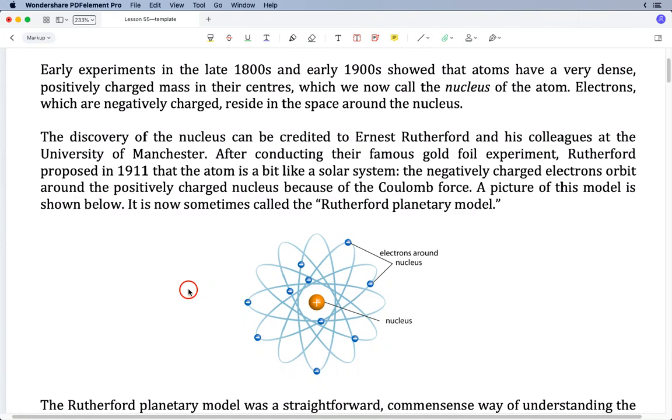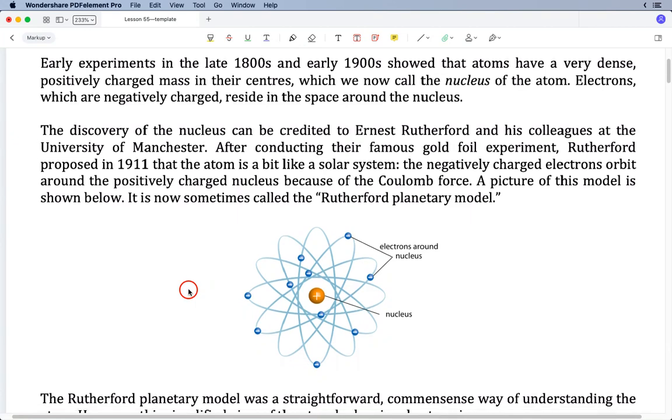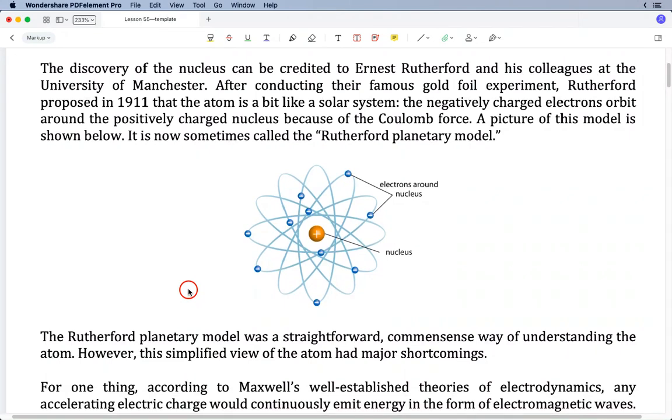Now, whenever this discovery was made, people wondered exactly what an atom looked like. And if you've done an experiment in which you've found that there's a dense positively charged mass in the center with negatively charged electrons moving around it, you might think that an atom would look something like this. This is just a common sense way of picturing the atom.